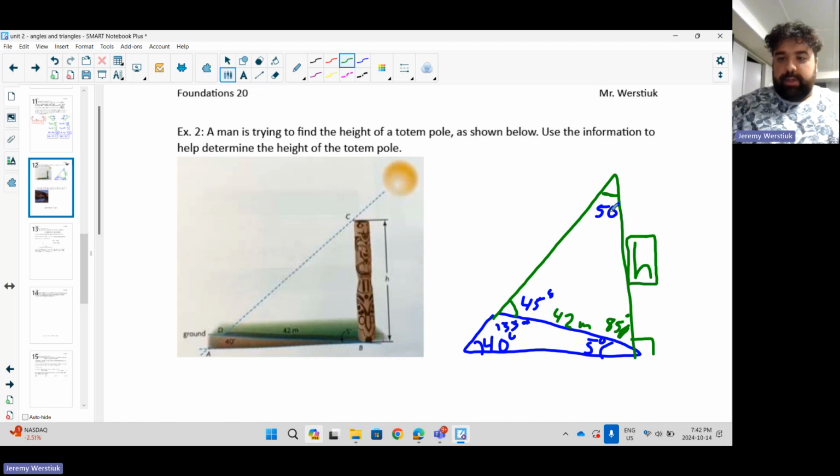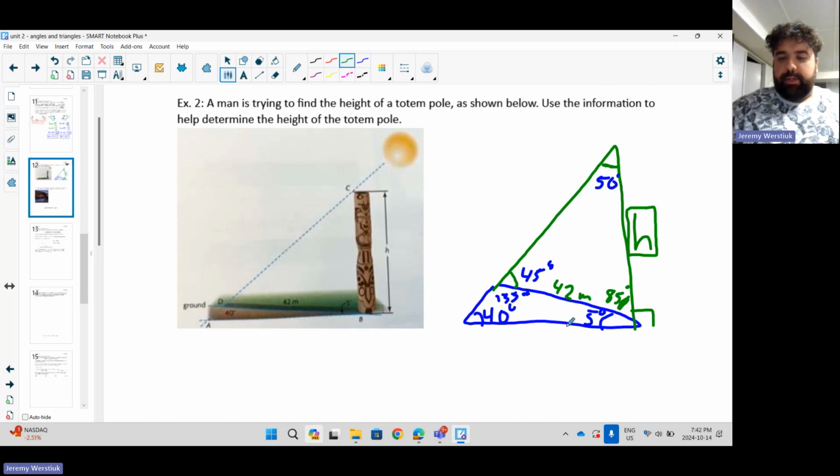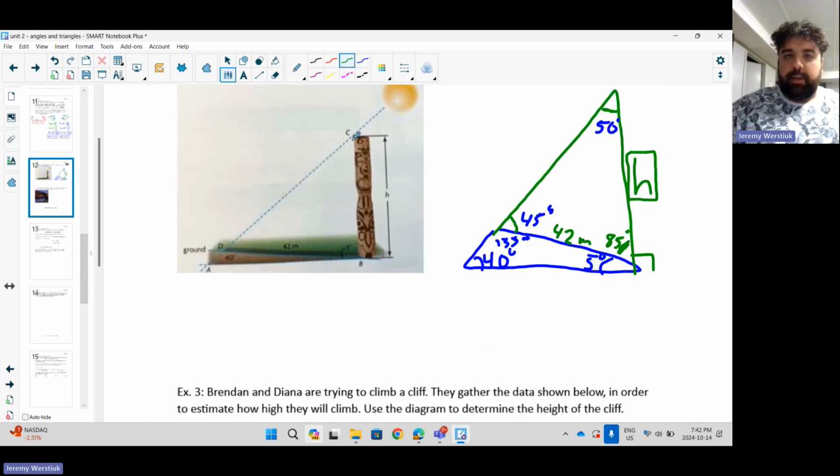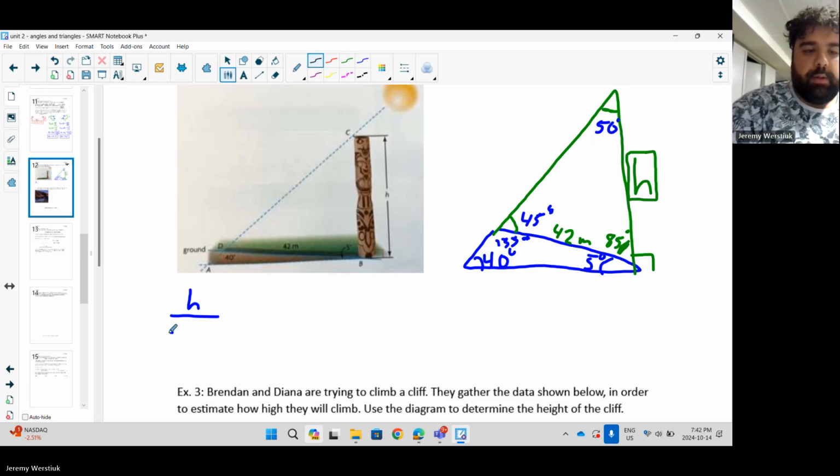Well, yeah, I do. I've got the 50-degree angle corresponds with the 42 side length. So if I'm looking for a side, I'm looking for H over sine of 45, because the 45-degree angle is across from H, and that equals 42 over sine of 50 degrees.